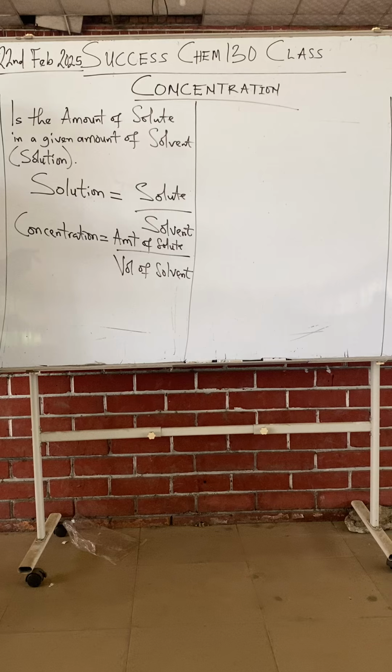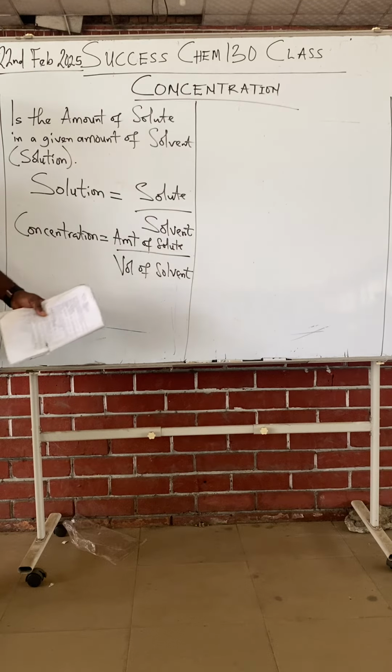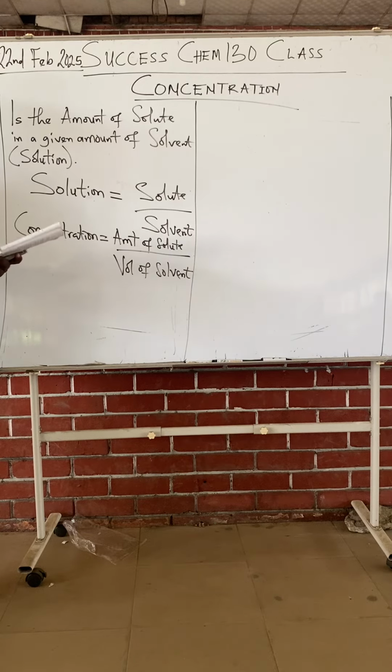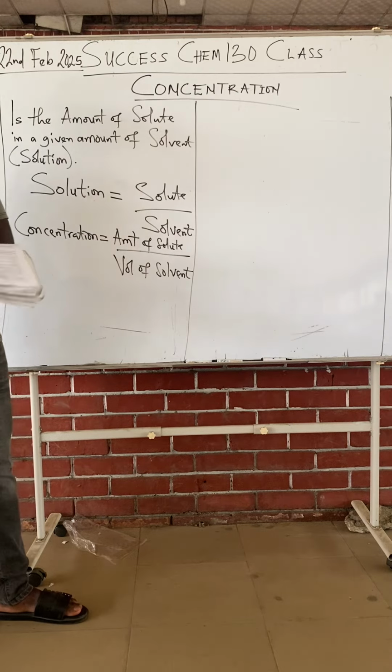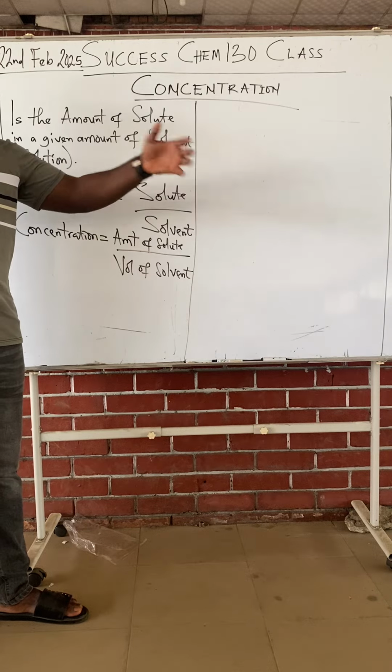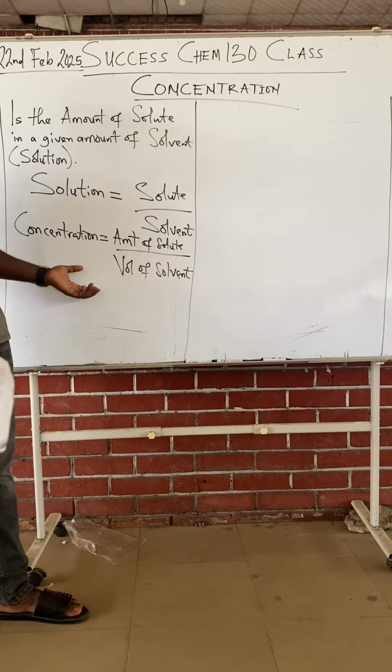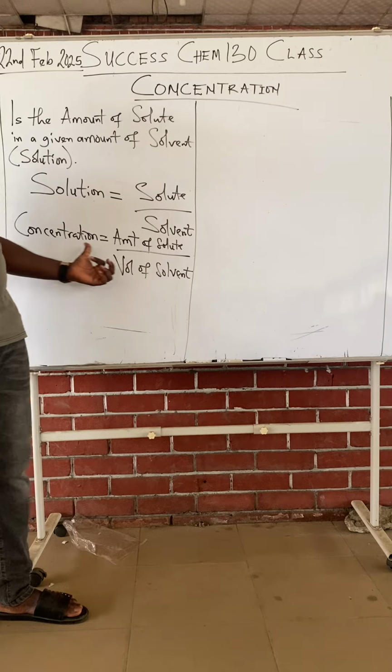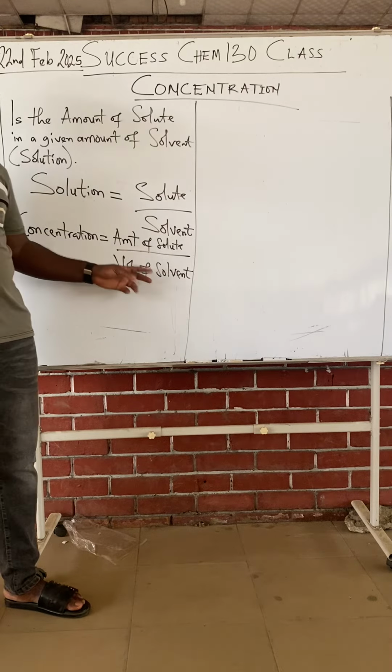Class, if you take a pinch of salt and put it in a glass of water, and you take that same pinch of salt and put it in a full basin of water, the effect of the salt will not be felt in the same way in both cases. In the glass of water, the effect of the salt will be felt more compared to when it's in a big container. So you can see how volume of solvent can affect concentration. So the amount of solute matters a lot.